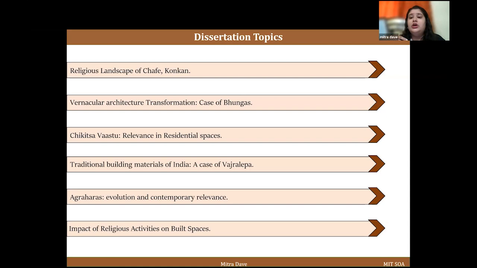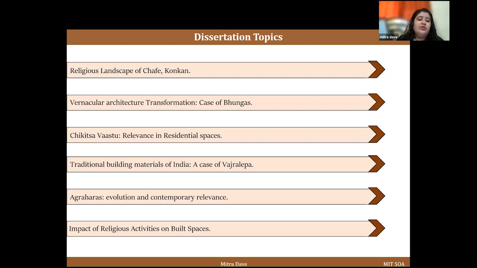And lastly, impact of religious activities on built spaces. This is done by Neeti Chanda. So she has also studied religious activities that are conducted in her ancestral place in the times of Navratri. So we know there are different kinds of Navratris. Mostly the famous one is always the Navratri that is during Dashera. But here the Navratri of Chaitra month is celebrated more religiously. So what activities are conducted, what is the importance of sacred spaces in that, and as well as how the house gets transformed into a completely different space during these activities, that is what is explored by her.